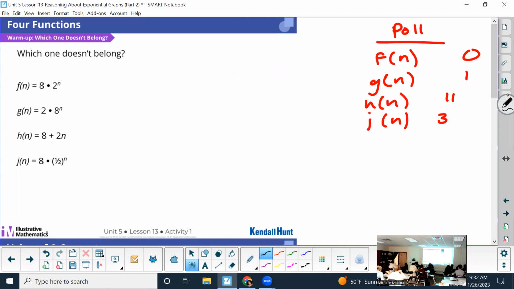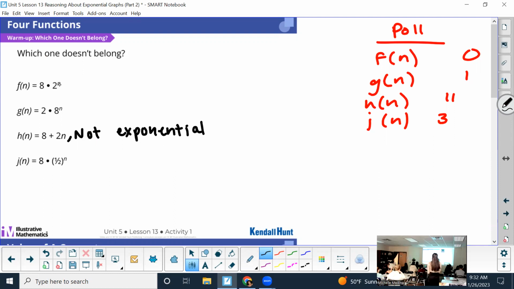Someone who raised their hand, give me a reason why H of N doesn't belong. Damon? There is no exponent. All the other ones have exponents. So what does that mean about this one? Well, yes, it doesn't belong, but if there's no exponent, that means it is not exponential. It is not an exponential function if there's no exponent.